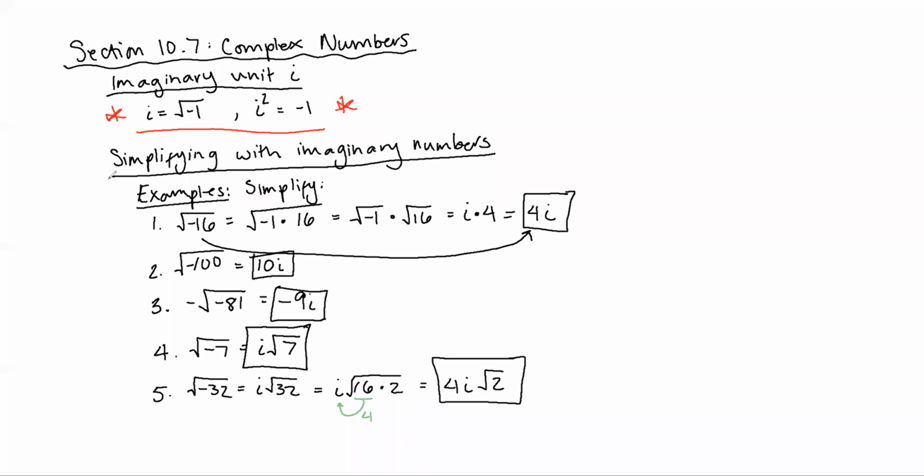Okay, so now let's go ahead and try 2 more of these. These ones are a little different. These ones have i's in the given problem. So number 6, we're given 1 over i.